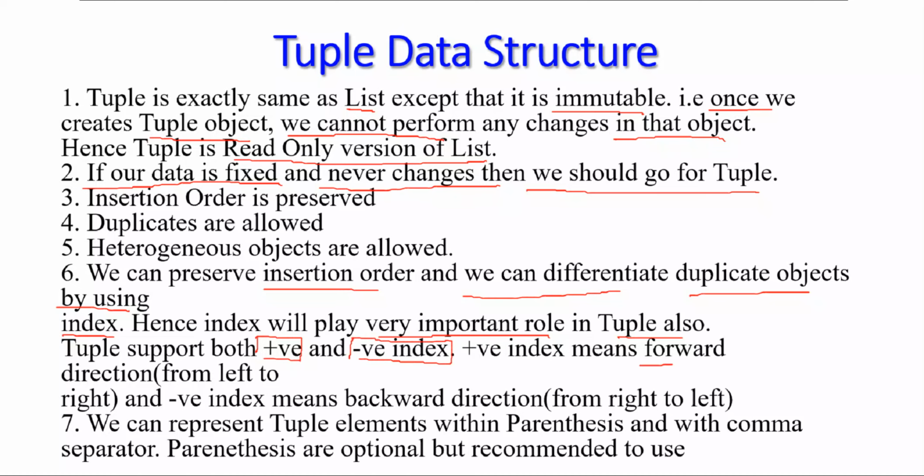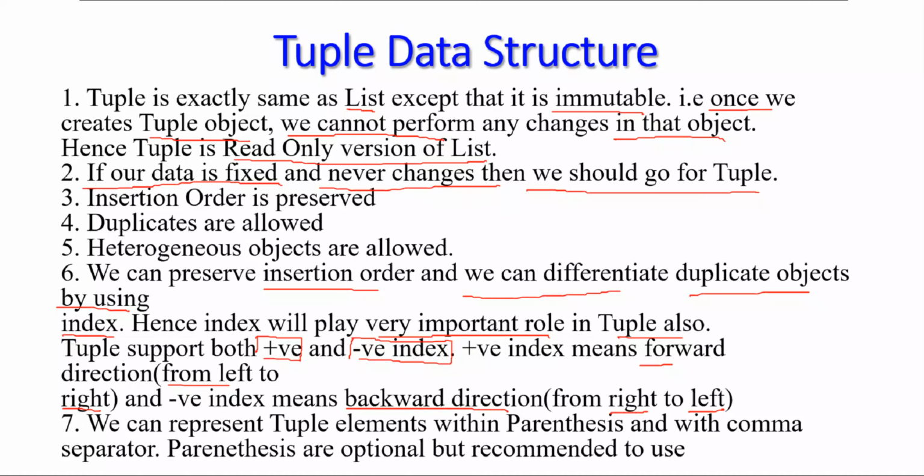Positive index means forward direction, that means from left to right. Negative indexing means backward direction, that is from right to left. The same as we have discussed in the list concept, we have both positive indexing and negative indexing.